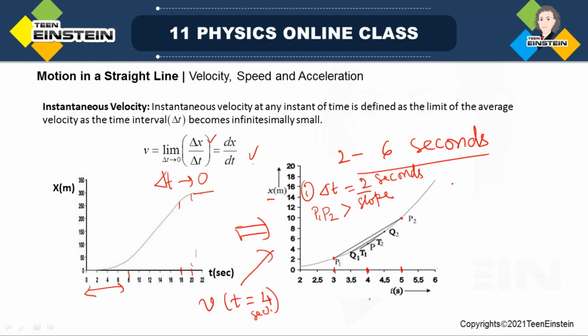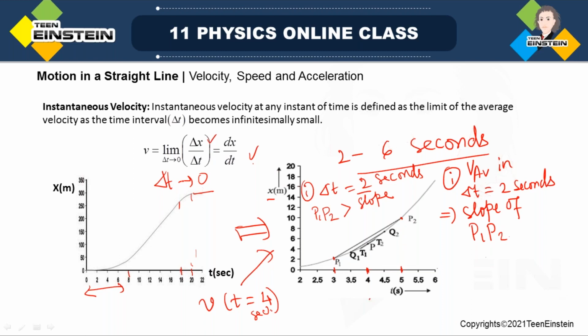So the average velocity, I'll write V average. Average velocity in delta t equal to 2 seconds will be actually the slope of the P1 P2 line.